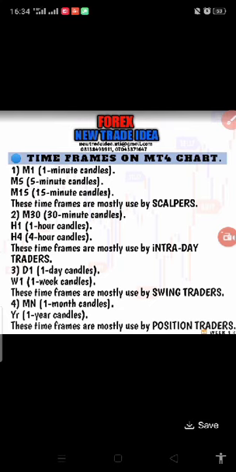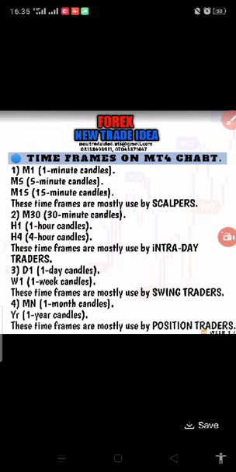Now these time frames are mostly used by scalpers. These three time frames that I mentioned, 1 minute, 5 minutes, and 15 minutes, are mostly used by scalpers. Scalpers enter the market, spend a little time, and come out of the market.